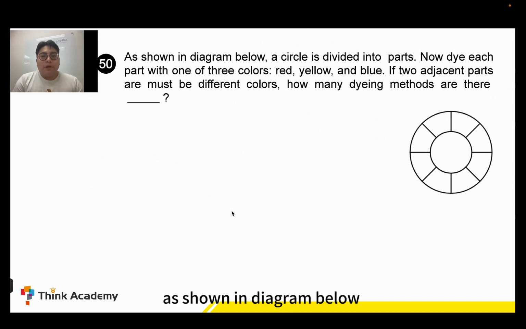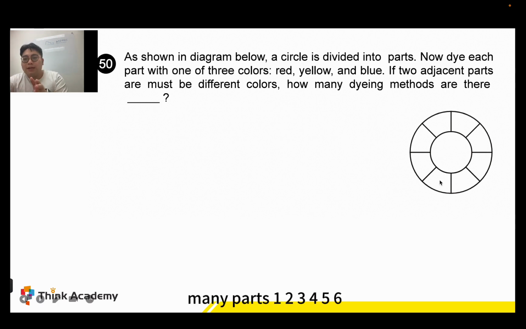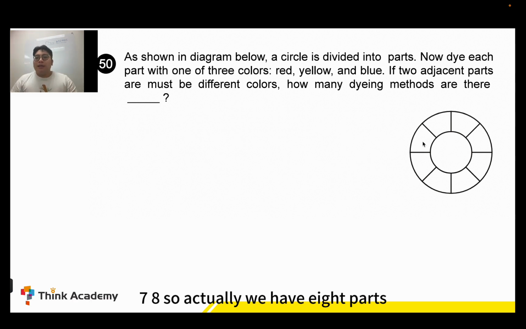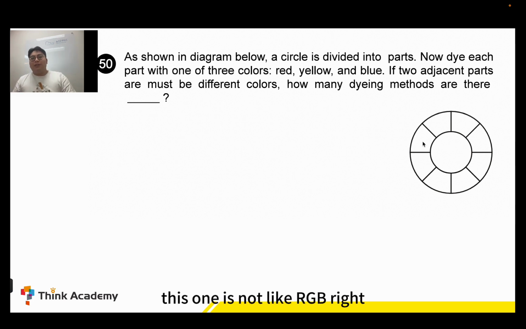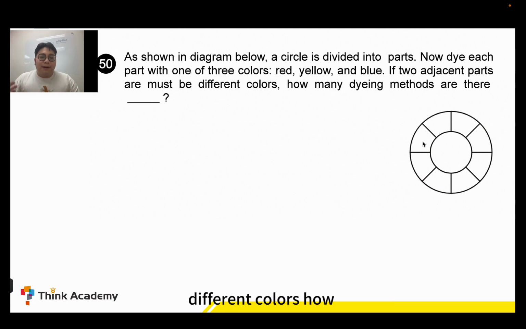As shown in the diagram below, a circle is divided into, let's count how many parts. 1, 2, 3, 4, 5, 6, 7, 8. So actually we have 8 parts. Now dye each part with one of 3 colors: red, yellow, and blue. This one is not like RGB, right? If 2 adjacent parts must be different colors, how many dyeing methods are there?